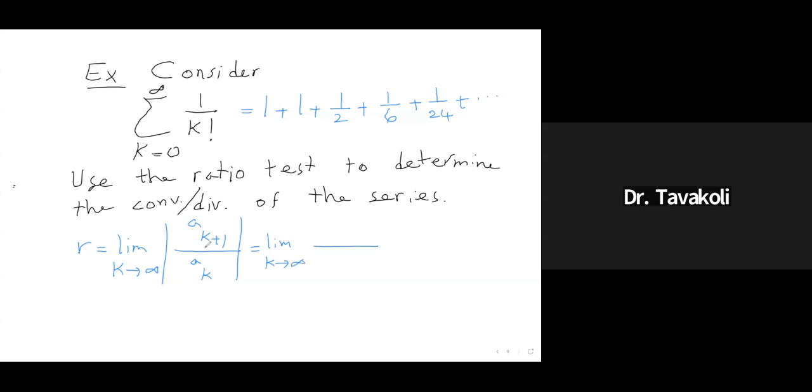What is the meaning of a_(k+1)? It means that if this general term is a_k, then a_(k+1) is just replacing k by k plus 1. So a_k is 1 over k factorial. Therefore, a_(k+1) is 1 over (k+1) factorial. And a_k in the denominator is 1 over k factorial.